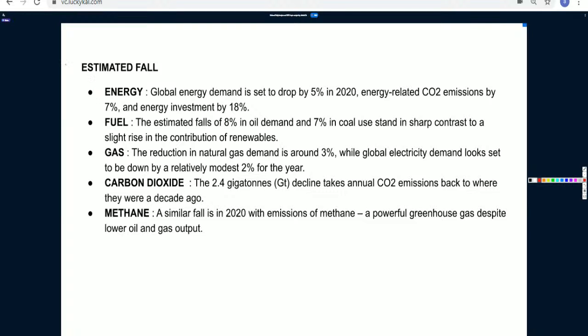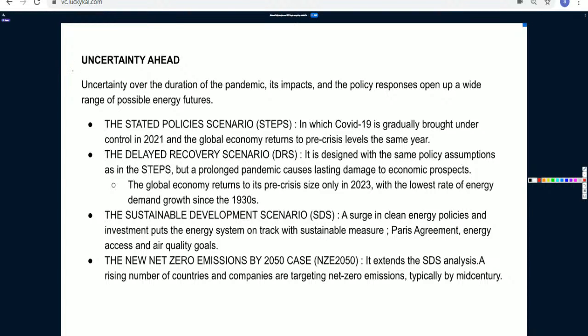Now let us see what are the areas in the energy sector that may see some fall. Energy, fuel, gas, carbon dioxide and methane. These are the areas in the energy sector that are going to see some fall in the near future. Their estimates have been mentioned over here. You can go through it once I share the document with you. Apart from this, what are the uncertainties ahead? Some of the topics are very important over here that I'm going to discuss. These are part of this particular report itself.